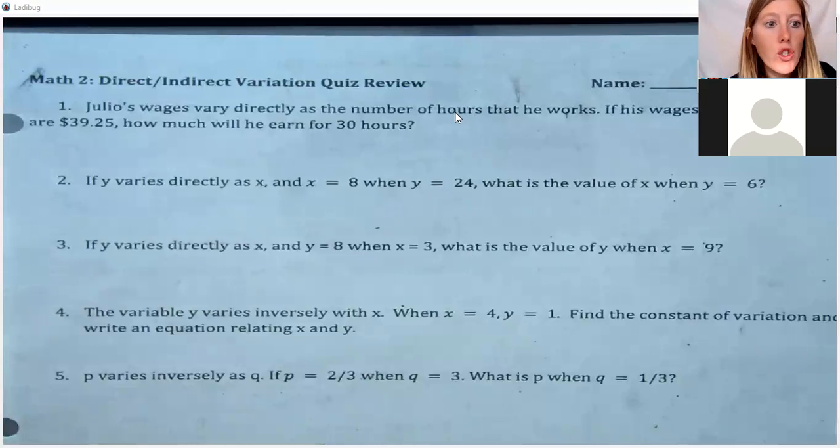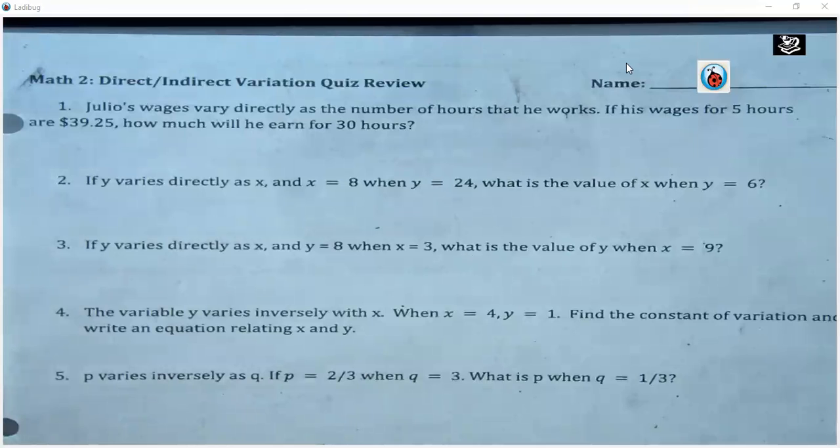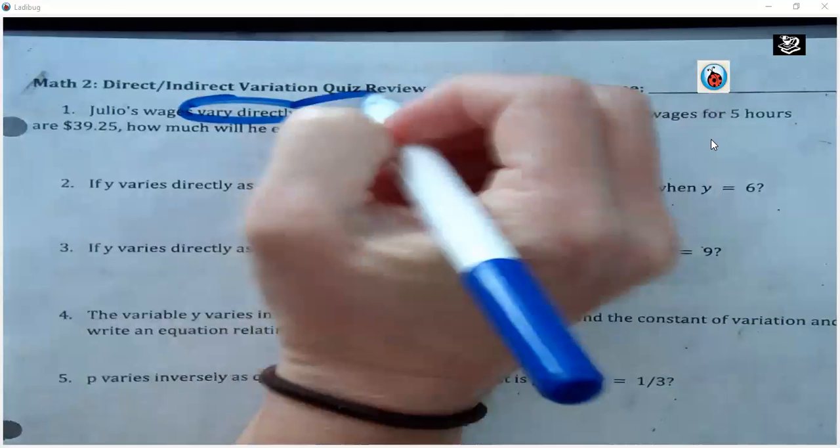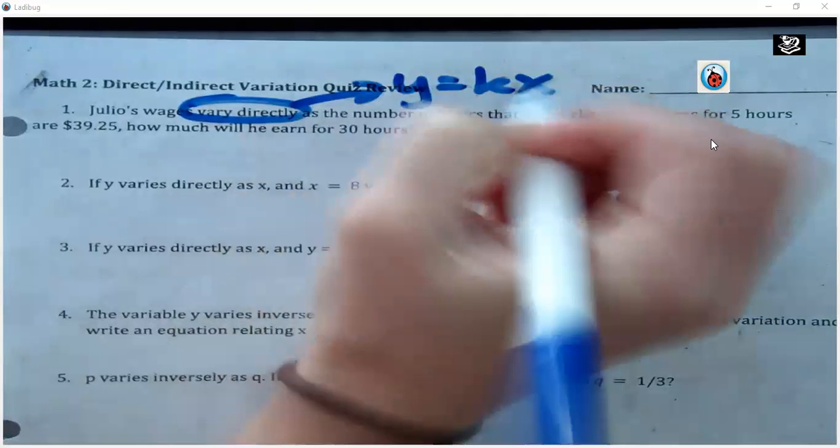Julio's wages vary directly as the number of hours that he works. If his wages for 5 hours are $39.25, how much will he earn for 30 hours? What's important in this problem? Varies directly. Good, varies directly. So that would be y equals kx is the formula for that.